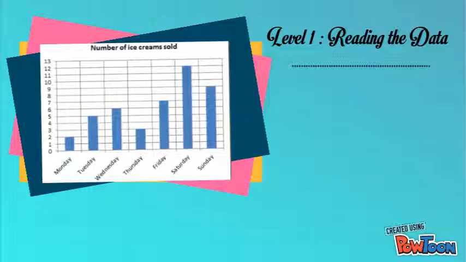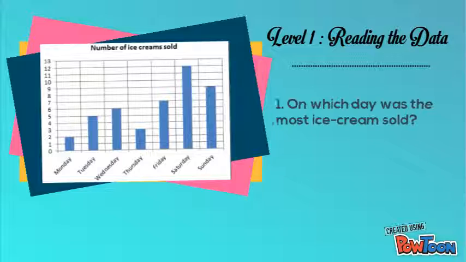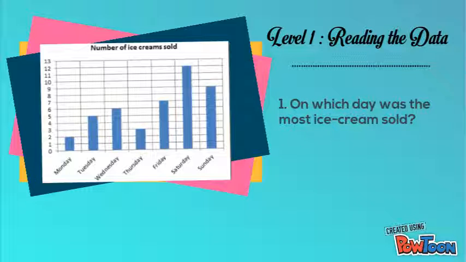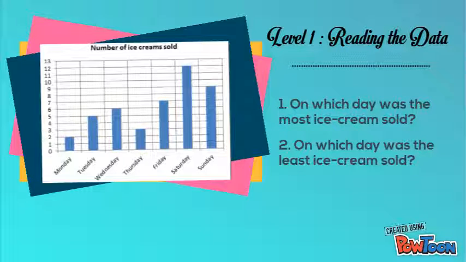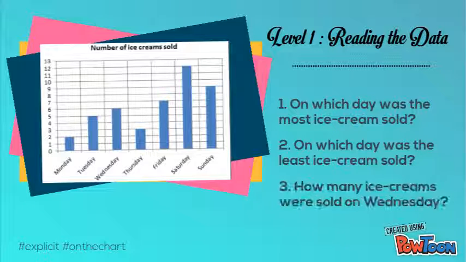This bar graph shows the number of ice creams that were sold in a week. On which day was the most ice cream sold? On which day was the least ice cream sold? How many ice creams were sold on Wednesday? If you notice, all the answers to the questions are very obvious and could be taken directly just by looking at the graph.